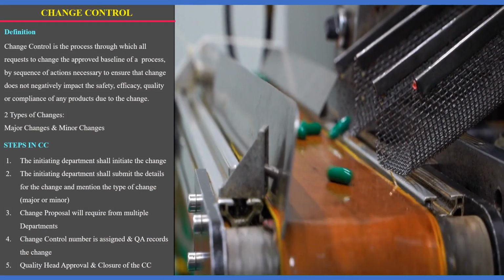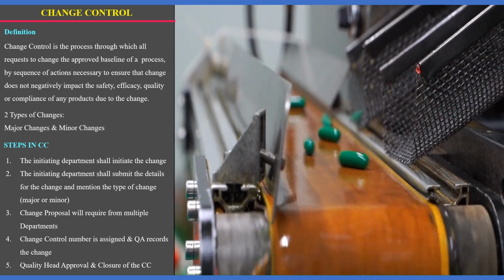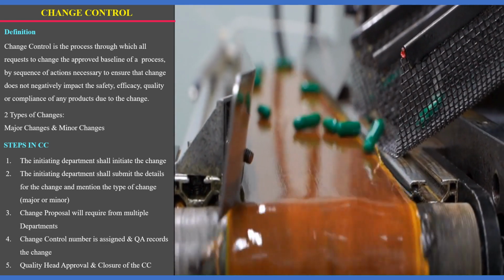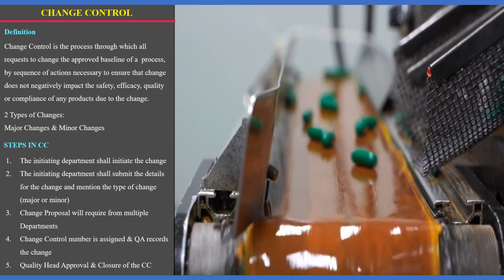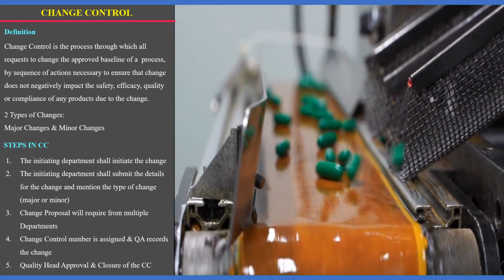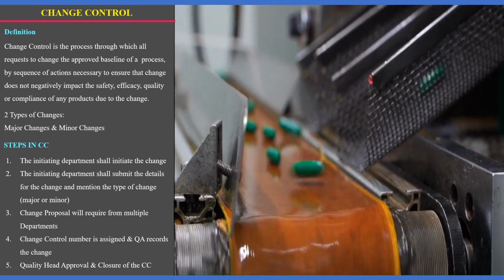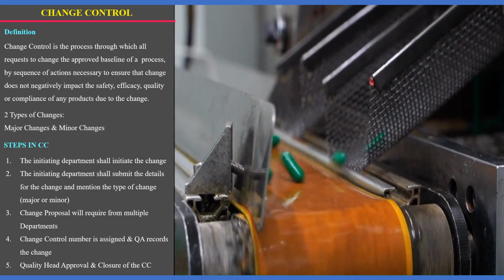So then what is a change control? In simple terms, a change control is a sequence of steps involved in changing a step from a regular process, to avoid or reduce a negative impact on the quality, safety, and efficacy of a process. There are two types of changes. One is the major change and the second is the minor change.